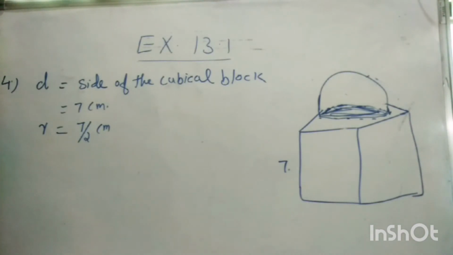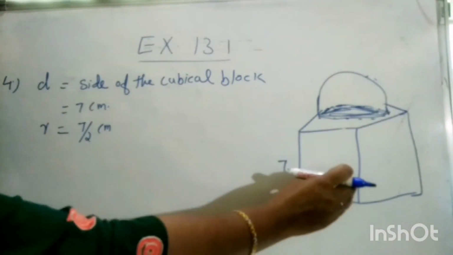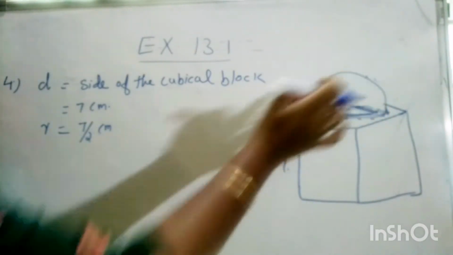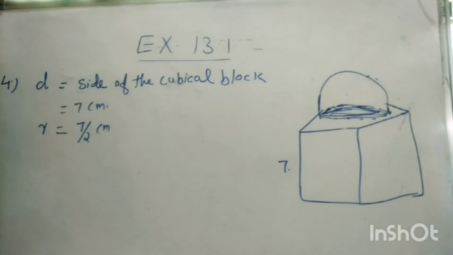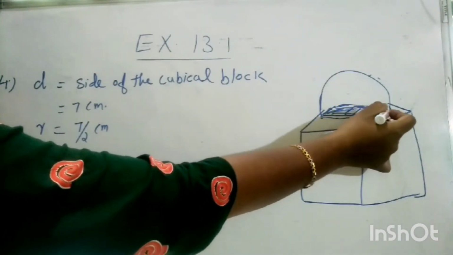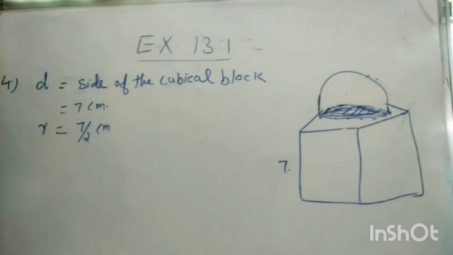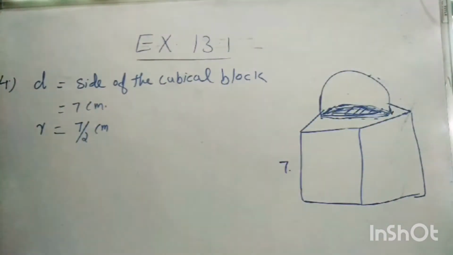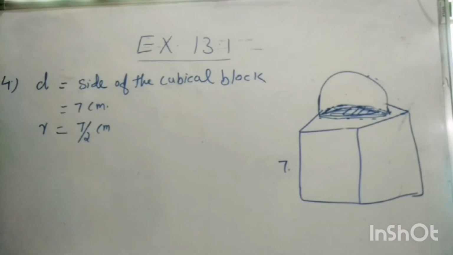Now we need to find out the total surface area of the solid. Now just look at the figure. The total surface area of the solid is equal to the total surface area of the cubical block plus the curved surface area of the hemisphere. But this shaded portion will come in the total surface area of the cubical block, but we don't want to take that portion. So we need to exclude this shaded portion from this surface area.